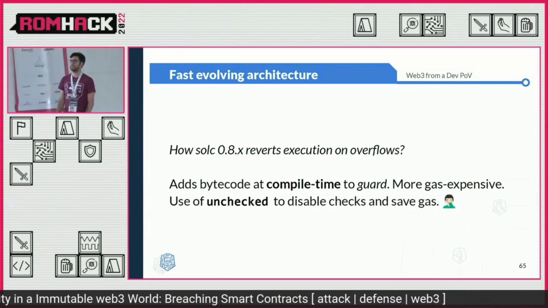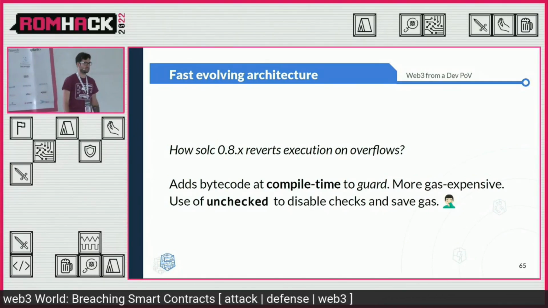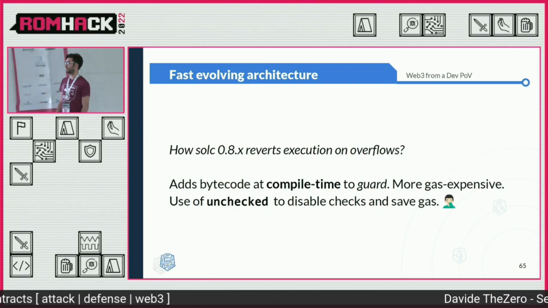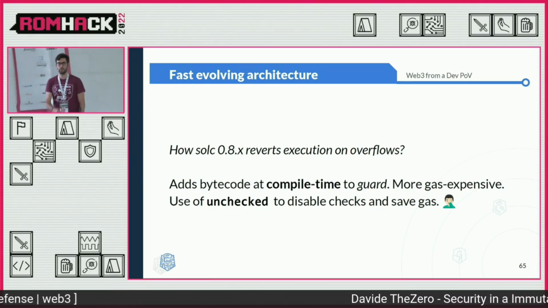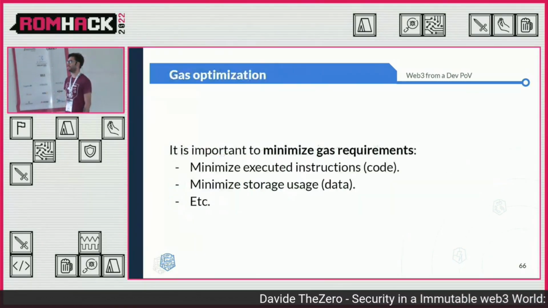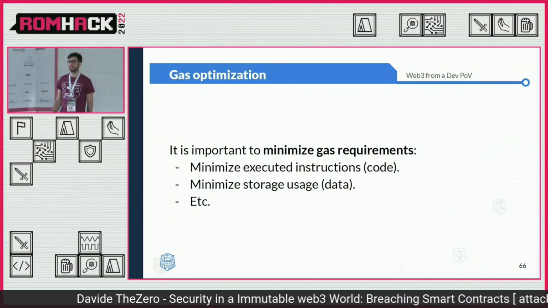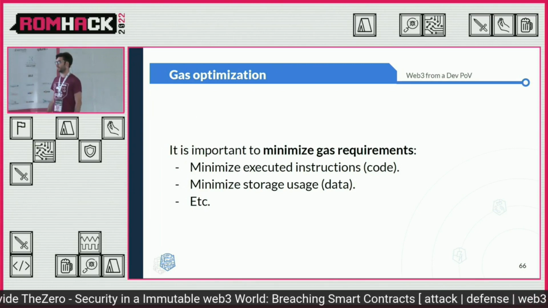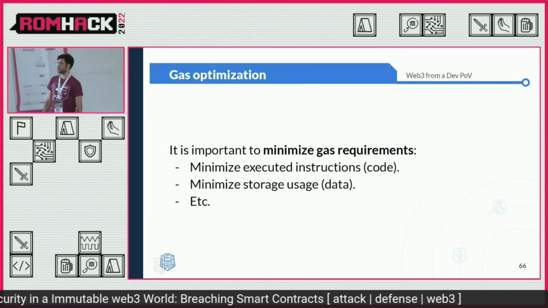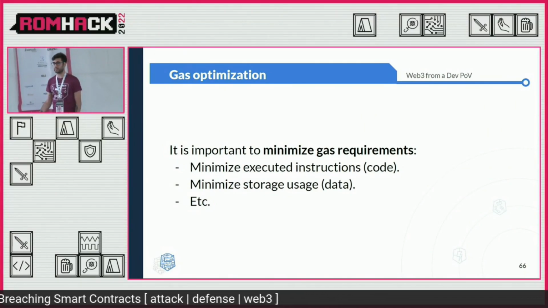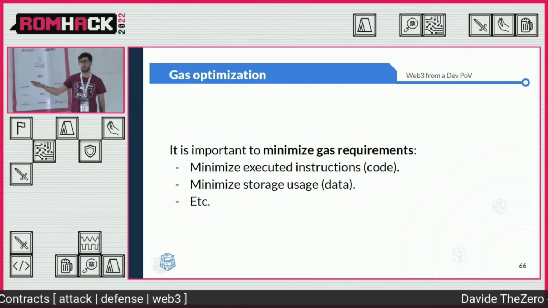And so developers started using the unchecked keyword in order to disable those checks and save gas. And you shouldn't be doing this. And yeah, it's important to minimize gas requirements, but you need to do it in a safe way. And we need to minimize the instructions that are executed and the storage that is used.